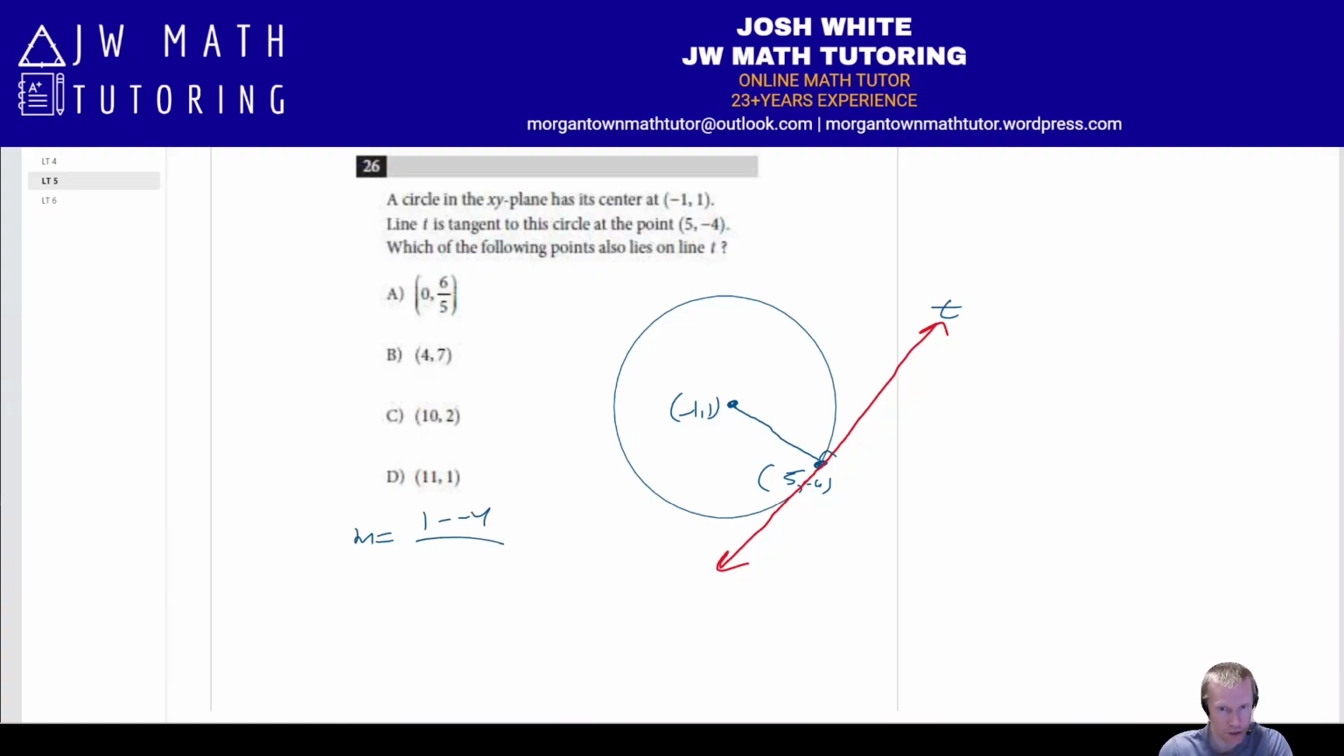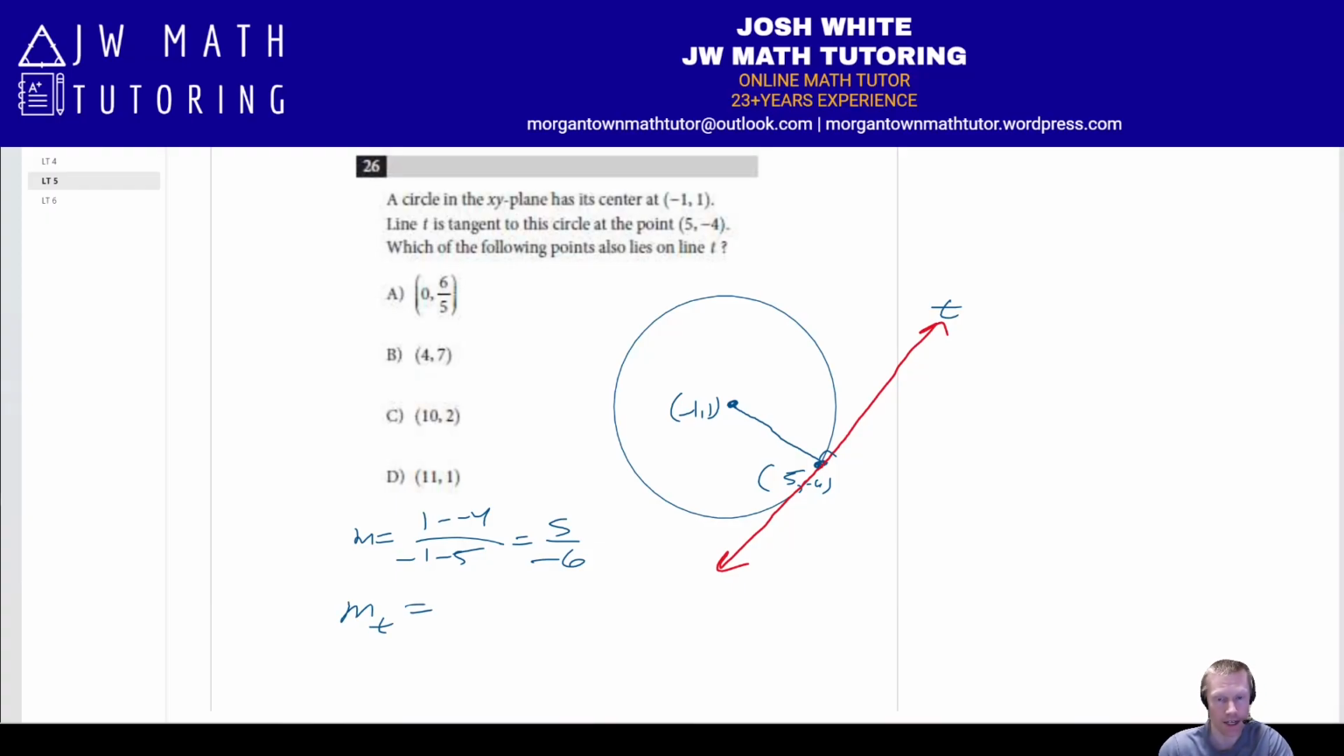Now, of course, you could do this in Desmos, but I'm just going to do it by hand. 1 minus -4 and also -1 minus 5. So I get 1 plus 4 is 5 on top, and -1 minus 5, -6 on the bottom. So the slope of the radius is -5/6. Therefore, the slope of line T is the opposite reciprocal of that.